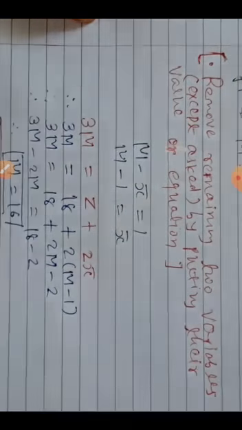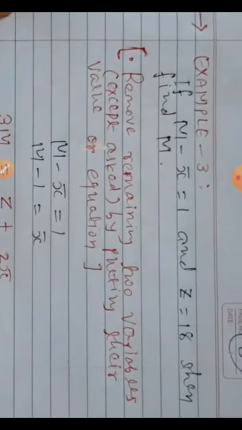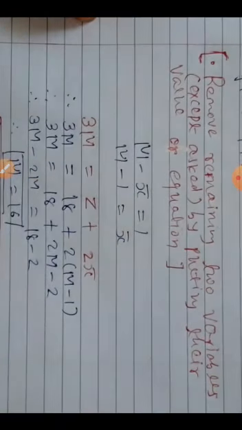Now look at this step. By the empirical formula, 3m equals z plus 2x bar. Here m is asked, the median is asked. So z and x bar should be removed. Whatever is not asked should be removed. The median is asked, z and x bar are not asked, so they should be removed either by value or by equation or relation.